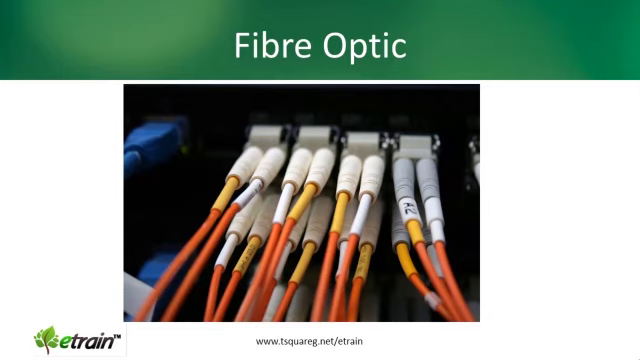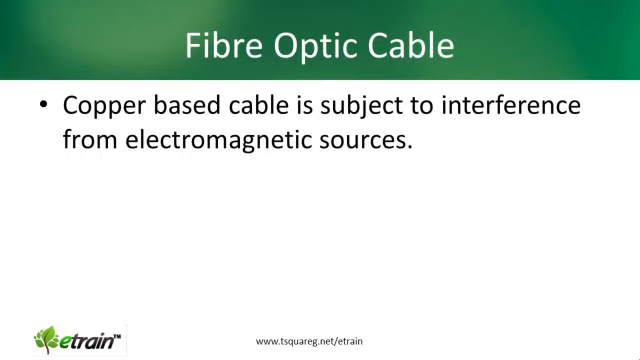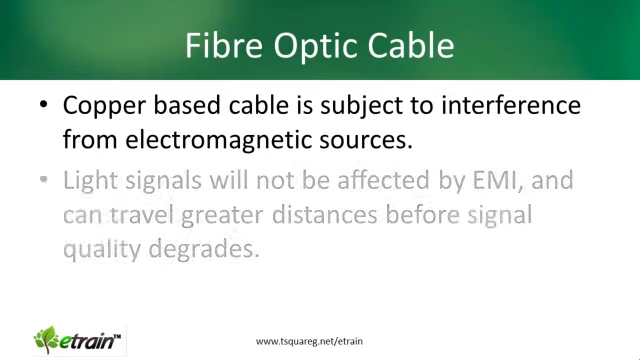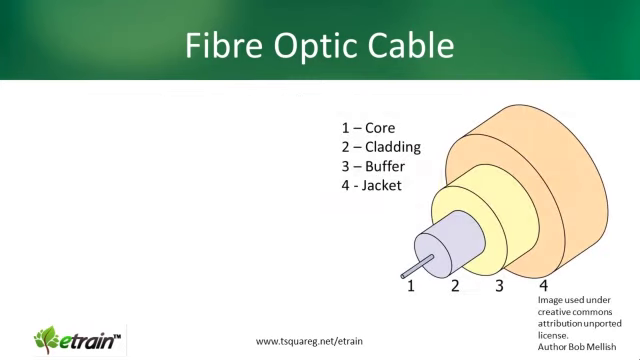Fiber optics are popular because even though they're a little more expensive, they are relatively good in terms of bandwidth. So let's take a quick look at those. Now, the problem with copper cable that I've been telling you about is the fact that it is subject to interference. Now, light signals don't have that problem. They're not affected by EMI and therefore can travel greater distances before the signal quality degrades.